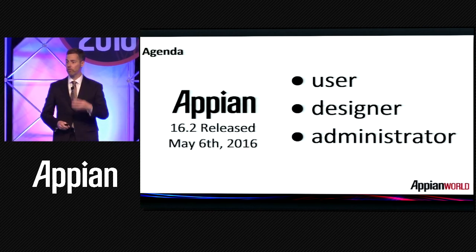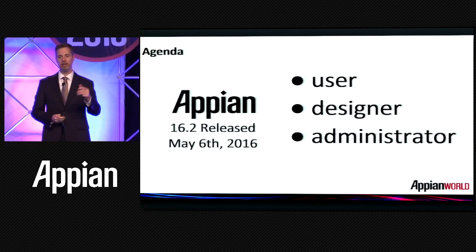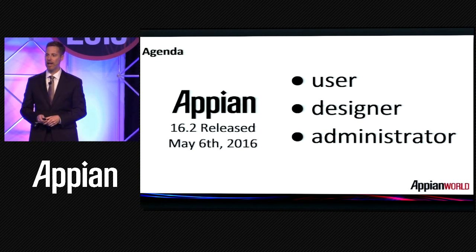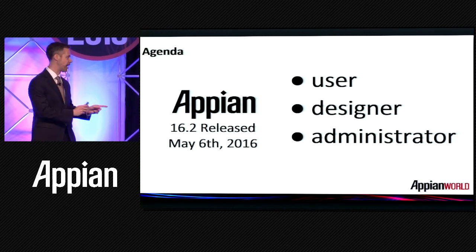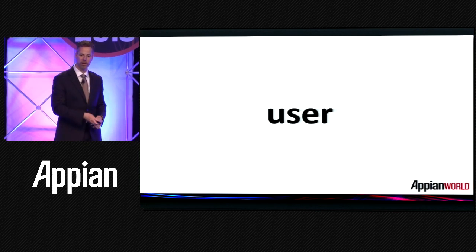We're going to be covering the three main areas of the Appian product: end-user capabilities, design capabilities, and admin capabilities. And with that, I'm going to leave it to Adam Glazer, VP Product, to cover end-user.